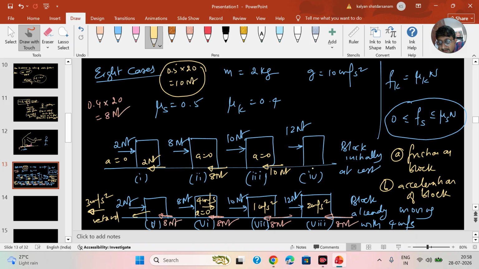You apply 12, the bonds have broken already. Because beyond 10 Newton, bonds break. That means the block already started moving. Now the kind of friction that acts here would be kinetic, which is 8 Newton, and acceleration. So it becomes the bottom case actually, the eighth case. So acceleration is 2 meter per second square.